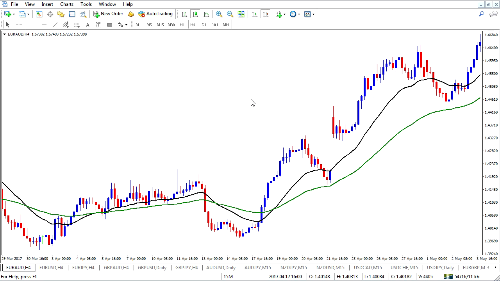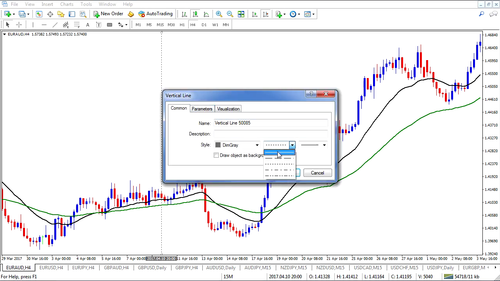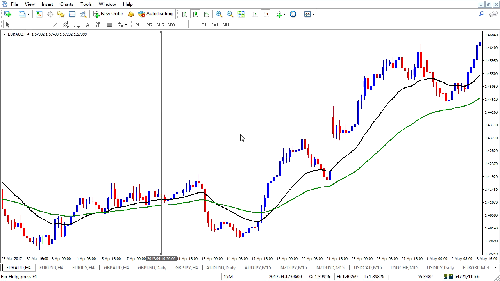So I'm going to mark off some of these crossovers just so we can see what happens after the fact. I'm going to draw a vertical line, but I'll thicken this up, make it solid so that we can see it. So we've got this vertical line. I'm going to draw this in the area of the crossover.